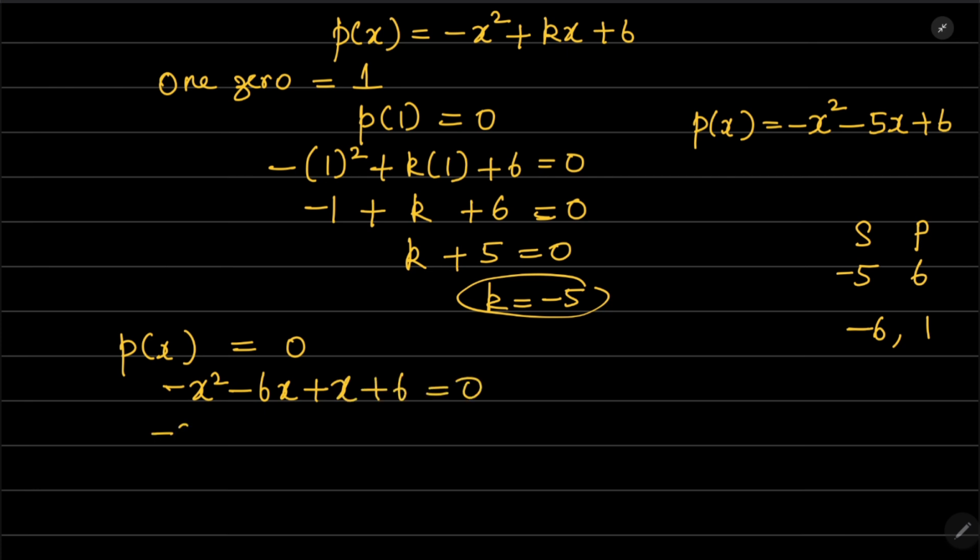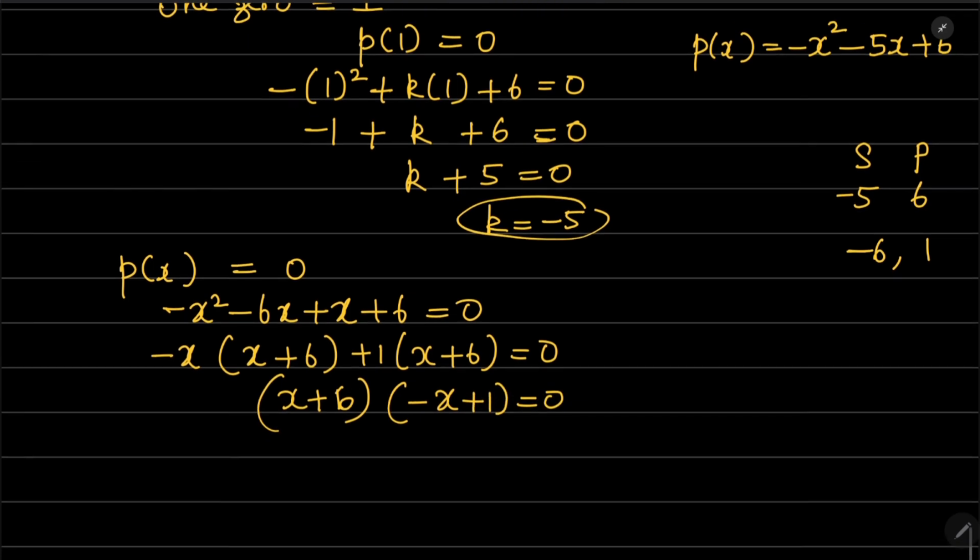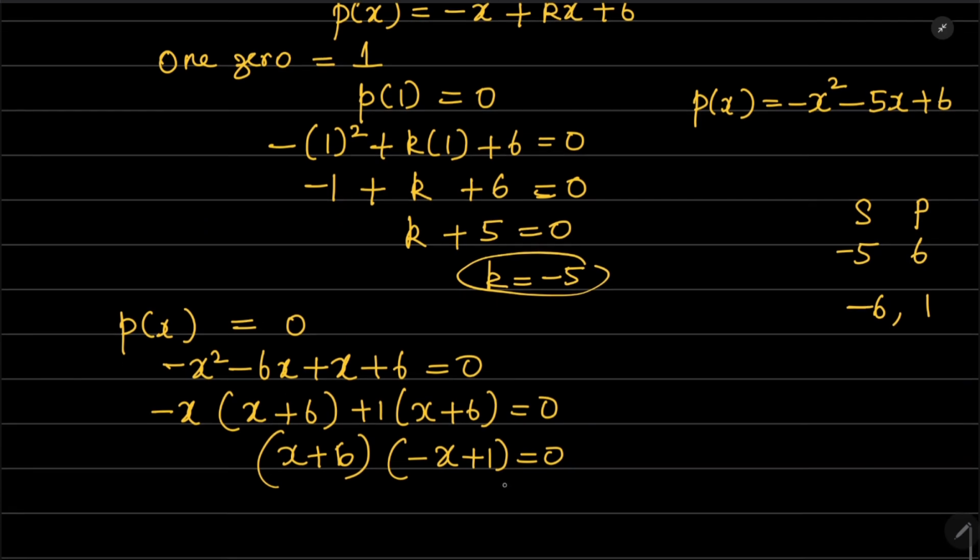I can take a minus x common out. So you'll have x plus 6, again plus 1 common out. X plus 6 equal to 0. Right? So you have x plus 1, x plus 6 is one of the zeros. The other one is minus x plus 1 equal to 0.